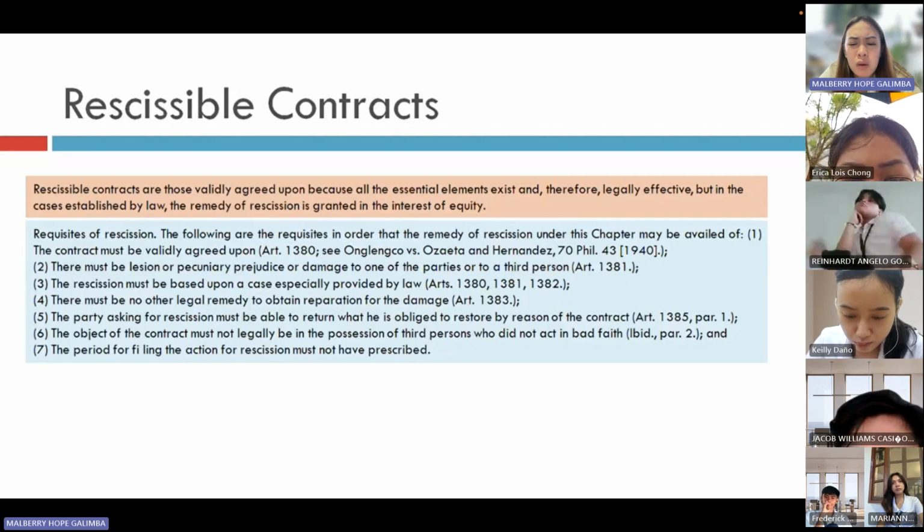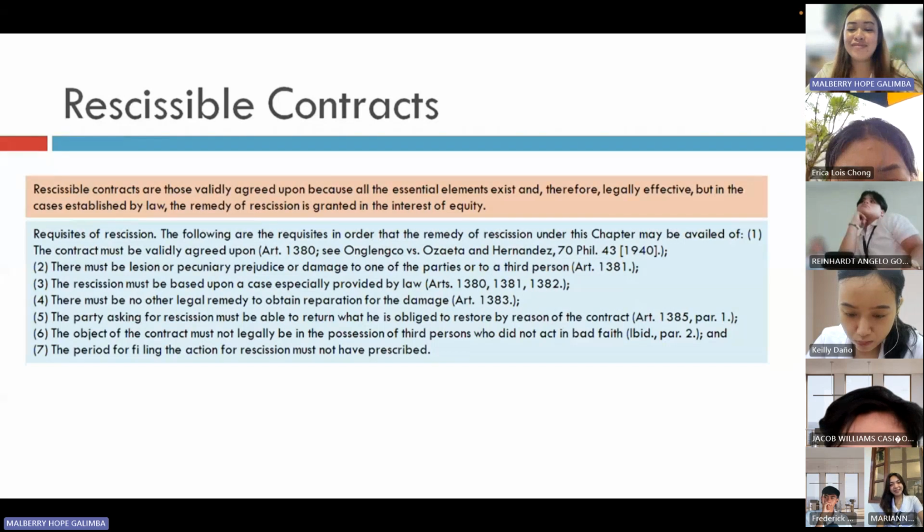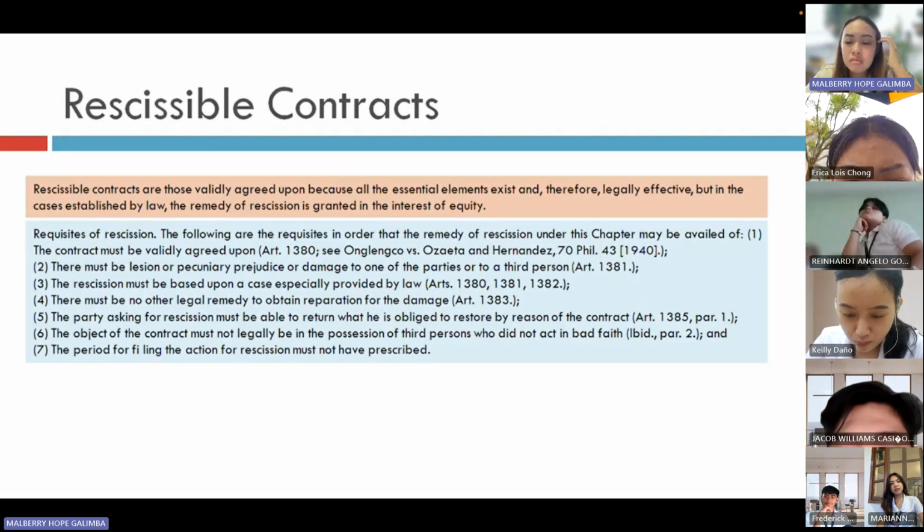Second, there must be lesion or pecuniary prejudice or damage to one of the parties or to a third person, even to a third person who is a remote person in the contract, not a privy to a contract, not a party to a contract, if that third person benefits from that contract, such as a beneficiary. Number three, the rescission must be based upon a case specially provided by law.